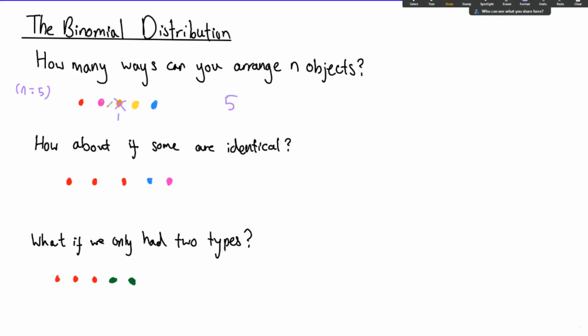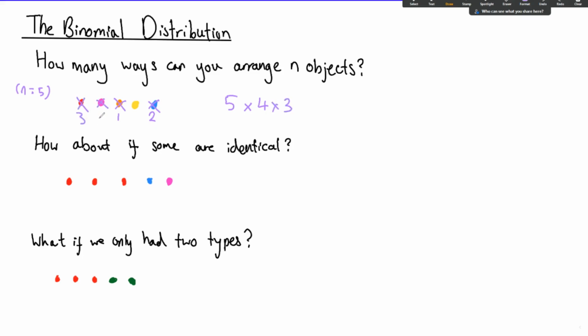But now we've already chosen this orange bead, so we can't choose it again. So now we have 4 options. So let's take the blue one, for example. So now we have 5 options on the first pick, and then 4 options on the second pick. So we can multiply those together because there's 5 possible beads for the first choice and then 4 possible beads for the second choice. And then if we keep going, we have 3 possible beads for the third choice.